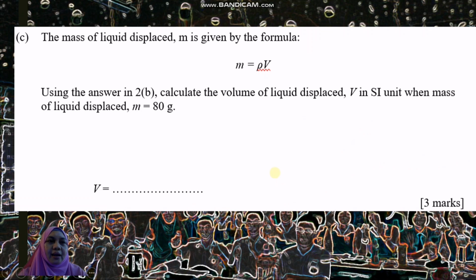Okay, and for question C, the mass of liquid displaced is given by the formula m equals rho v. Using your answer in B, calculate the volume of the liquid displaced V in an SI unit when mass of liquid displaced is given as 80 gram. Remember class, the SI unit for volume is meter cube.